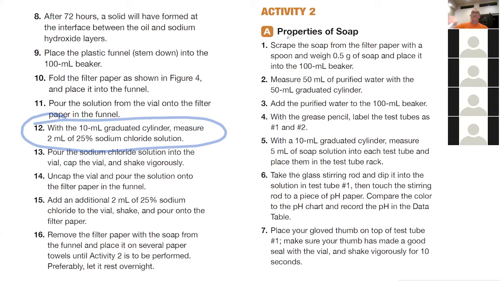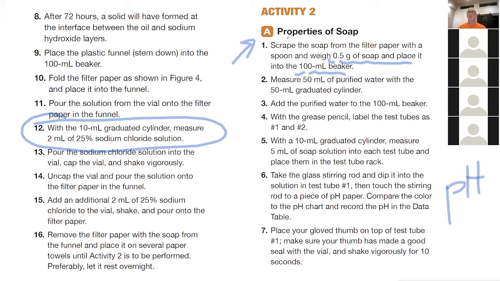Then we filter it, and then you actually do the experiments with it. So you take about 0.5 gram, put it in the 100 ml beaker with 50 mls of water, and then mix it up. Then we've got these two glass test tubes. Put 5 mls into each one. And then we're going to take the pH.